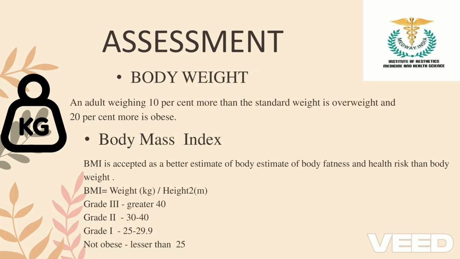So we have certain grades. Not obese is lesser than 25, which includes underweight, which we are going to see in a while. Then grade 1 is going to be 25 to 29, grade 2 is going to be 30 to 40, and grade 3 is going to be greater than 40. Those are the major assessments.